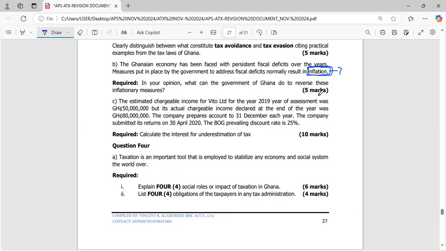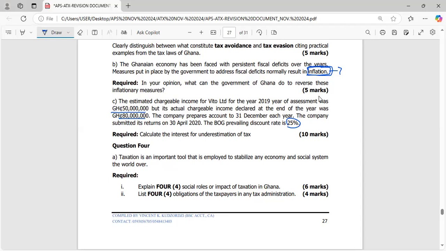Question C is on interest on underestimation. So this person, the estimated chargeable income is 50 million, and the actual is 80 million. The BOG rate is 25%. So you have to compute the interest.